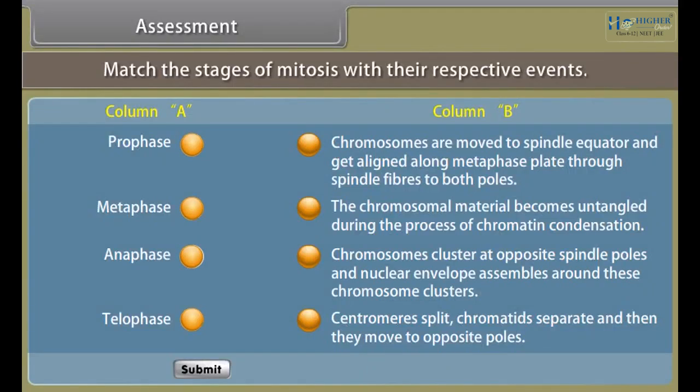Assessment. Now it's time to check your understanding. Match the stages of mitosis with their respective events.